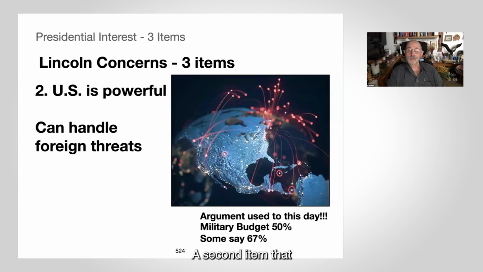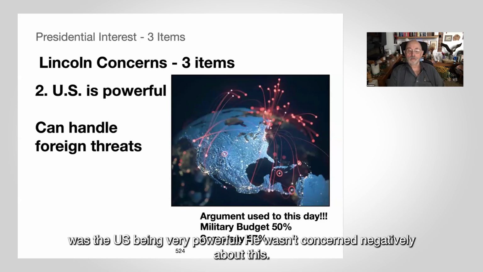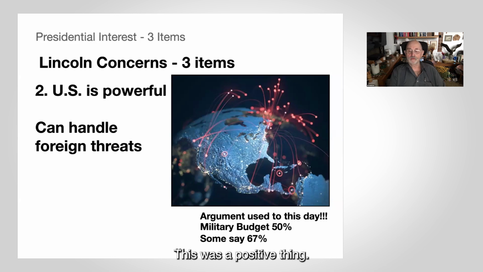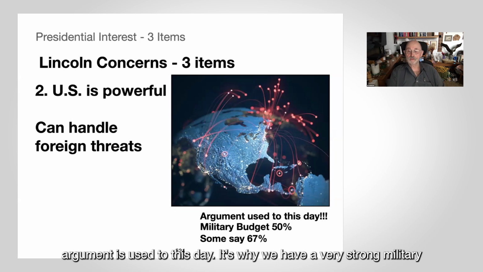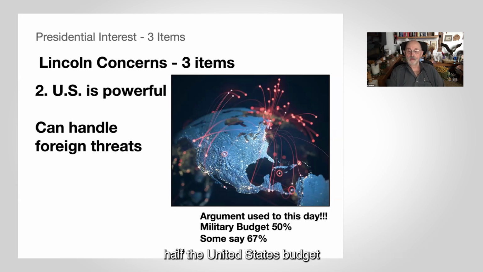Second item that Lincoln was concerned about was the U.S. being very powerful. He wasn't concerned negatively about this. This was a positive thing. One of the issues he talked about was we can defend ourselves very well against foreign threats. That argument is used to this day. It's why we have a very strong military. Half the United States budget is military in nature, and it's really more than that. There are many items that are military oriented that aren't included under the military budget. Some say that about 2/3 of the United States budget goes to the U.S. military.